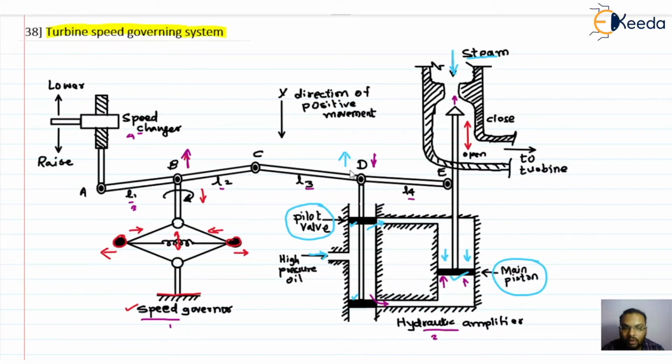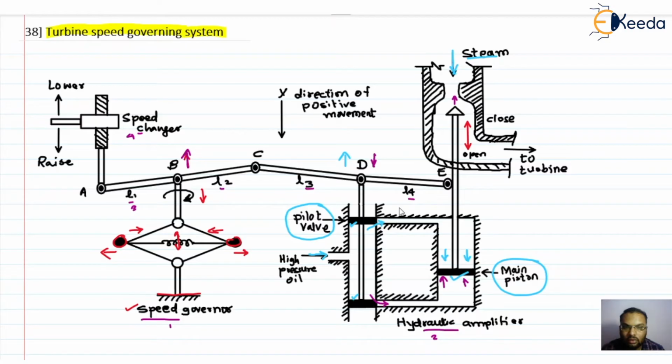Correspondingly, this point D also goes downward. See, just take two links in this way and connect those two links at this point C. If you try to lift that point B, you will experience that point D will get down. It will move in the downward direction. As it moves downward, it means we are allowing high pressure oil to enter from the pilot chamber into the main chamber.